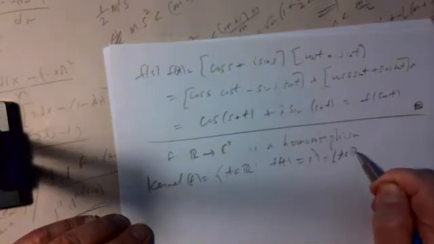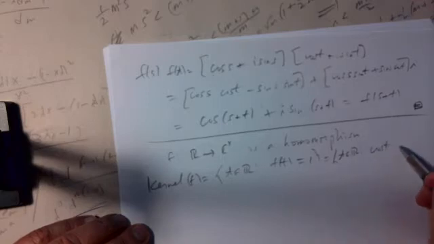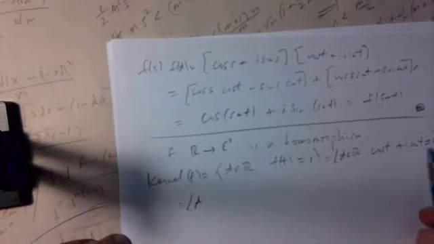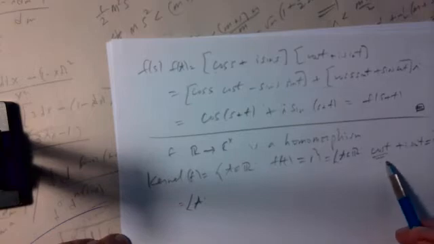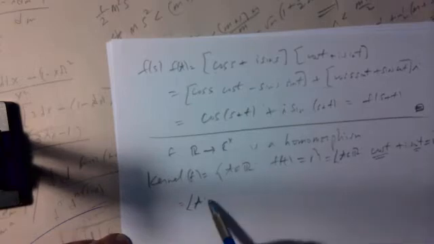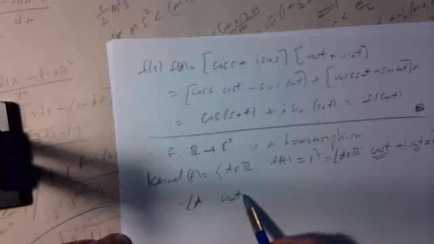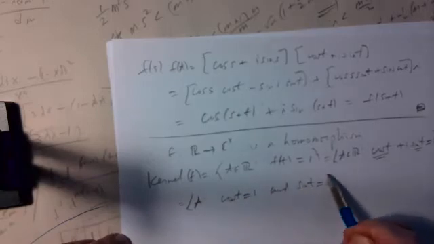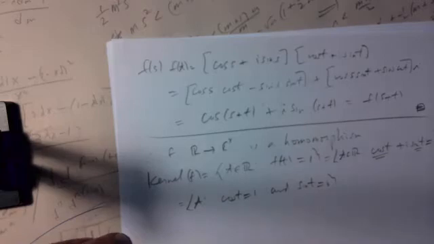That means all t such that cosine t plus i sine t equals 1. So in this case, the real part is 1 and the imaginary part is 0. So it's all t where cosine t equals 1 and sine t equals 0.